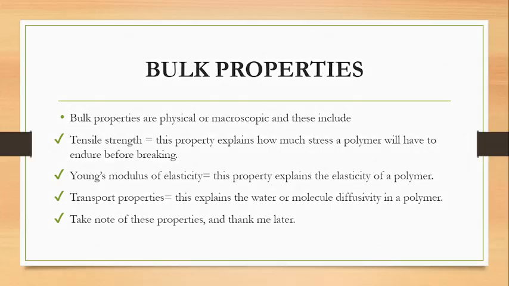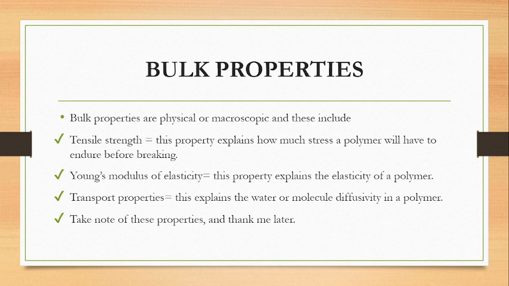Now let us look at bulk properties. Bulk properties are physical properties, the properties that we are able to see with our eyes. These include tensile strength, then they include Young's modulus of elasticity, then transport properties. Now I want you to pay so much attention to the transport properties as well. Now this explains the water or molecule diffusivity in a polymer, meaning how water is able to diffuse through that polymer.